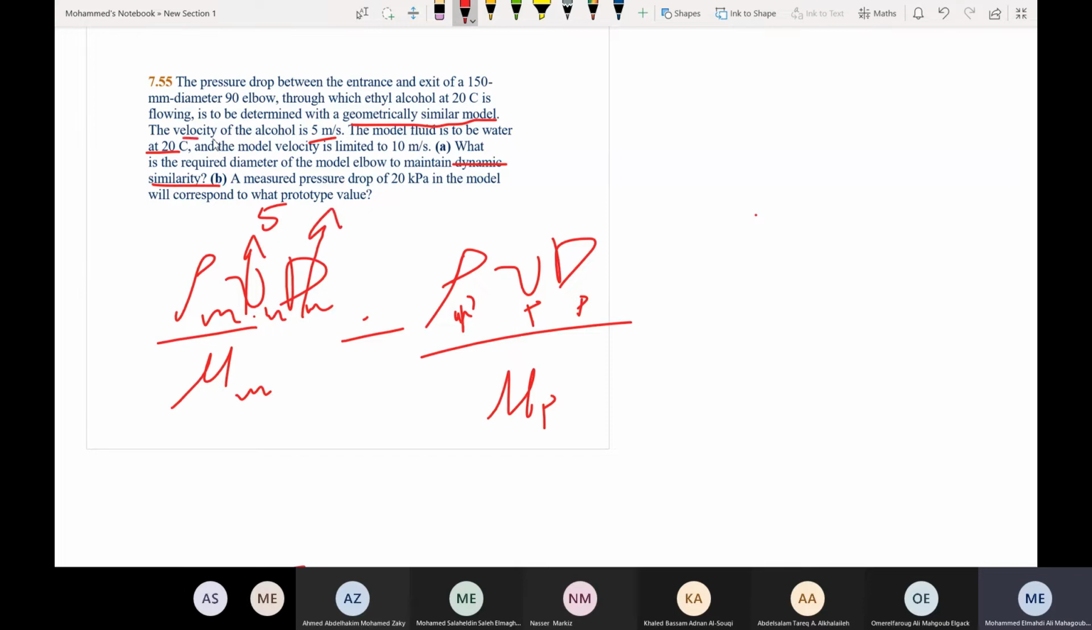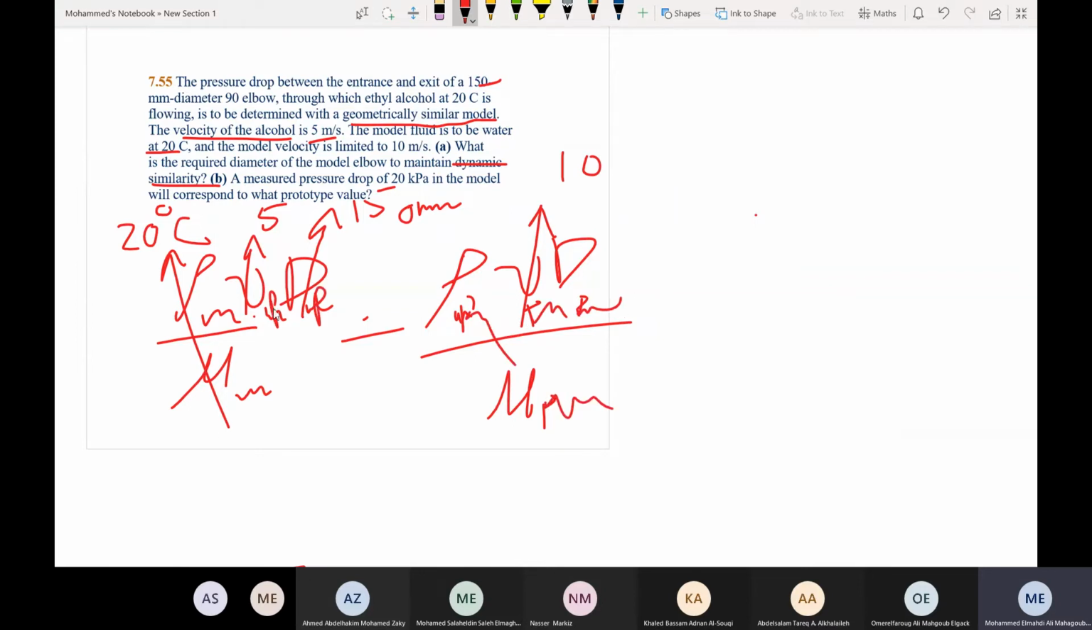The diameter here for the ethyl alcohol is 150 millimeter, through which the fluid flows. For mu and rho, we have 20 degrees Celsius, so we can get them from tables or from the internet. The velocity of the water flow is 10 meters per second. This is the model, and that one is the prototype. The prototype is what we represent, and the model is our actual problem. Rho and mu are from the temperature, which is 20 degrees Celsius also.